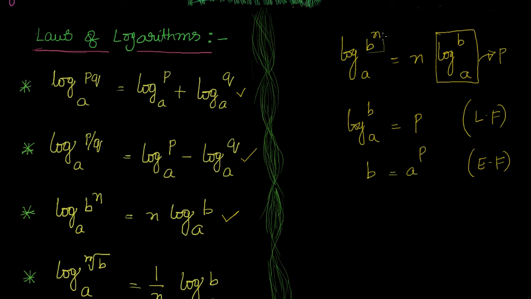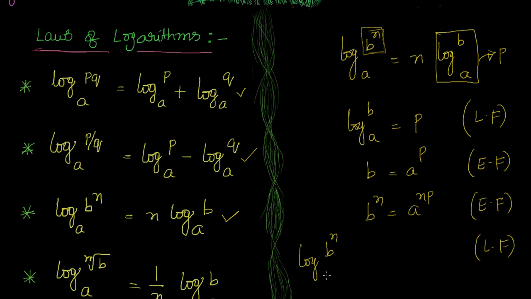Now if you look here, what we have to prove has b to the power of n, but I got only b. So let me try to find out what b to the power of n is. b to the power of n is nothing but a to the power of np. This is again in exponent form. Now let me convert this back into the logarithmic form. The logarithm of b to the power of n, with a as the base, is nothing but equal to n into p. That is n into p, which is nothing but n into the logarithm of b to the base a.